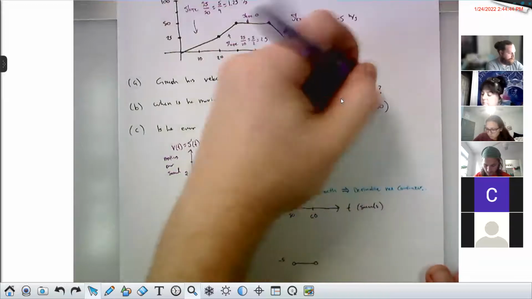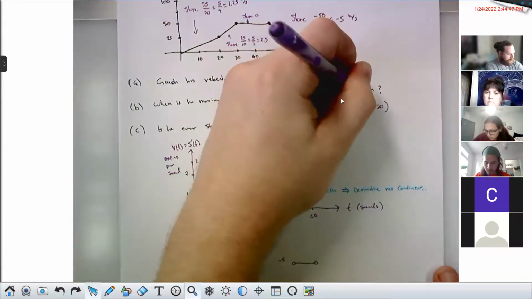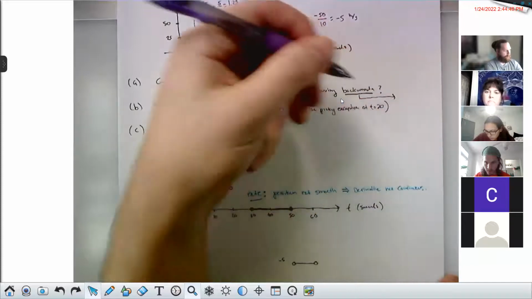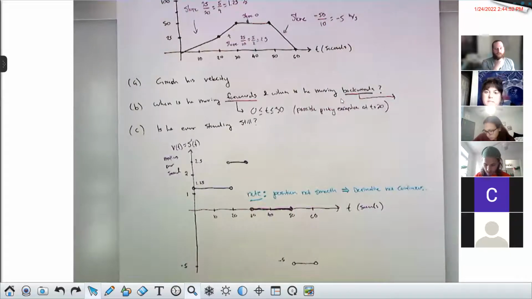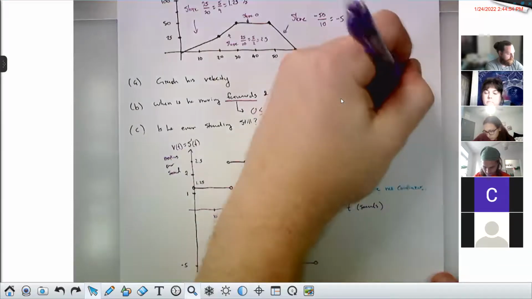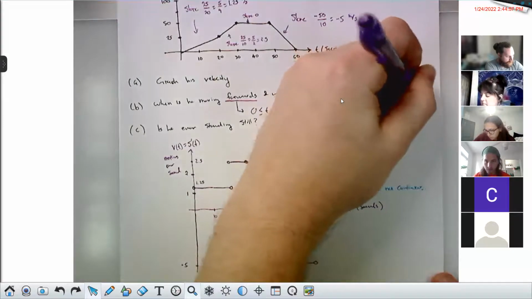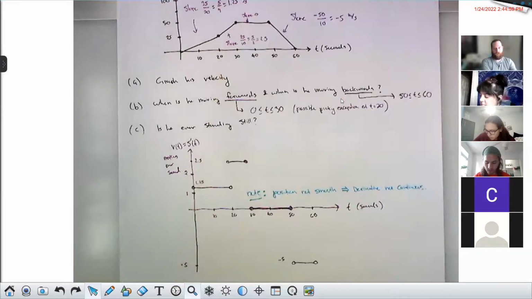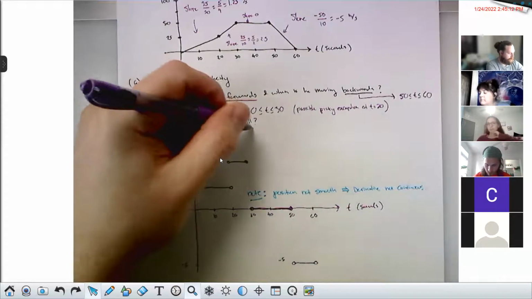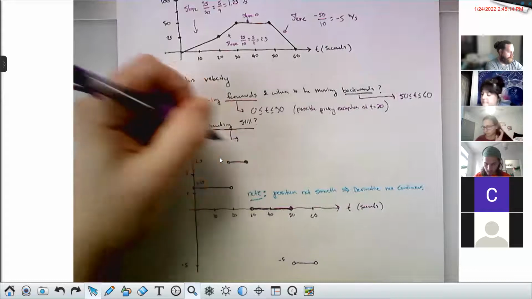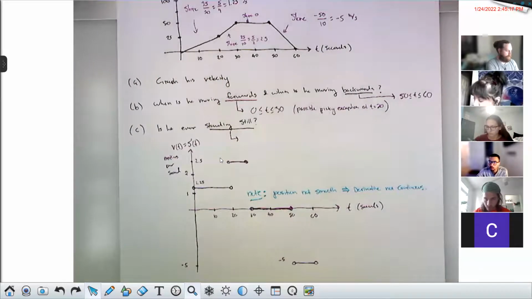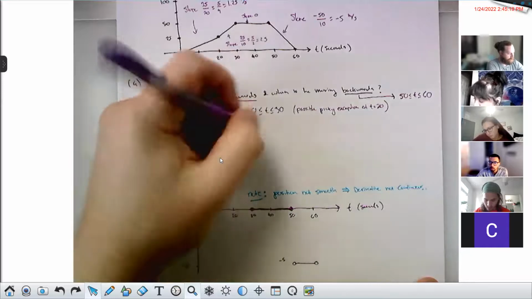When's he going backwards? From 50 to 60. Very good, 50 to 60. Right. So if your velocity is positive, you're going forwards. If your velocity is negative, you're going backwards. Does he ever stand still? From 30 to 50. Very good. Yep, he's just taking a breather here from 30 to 50 seconds.